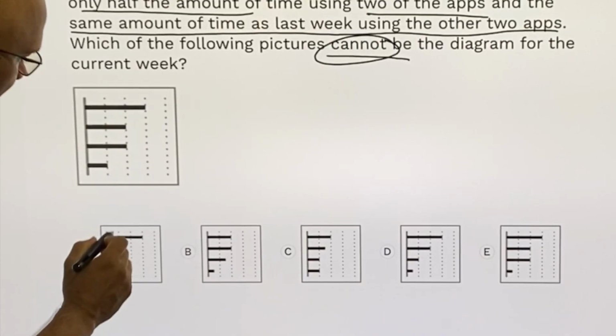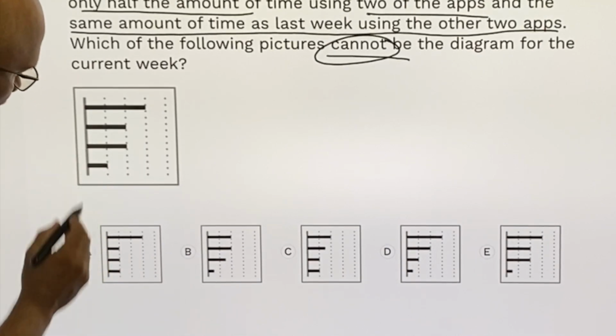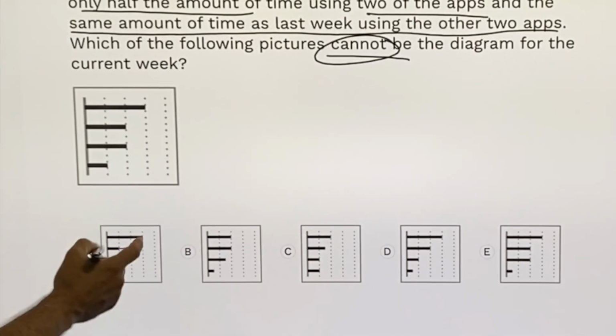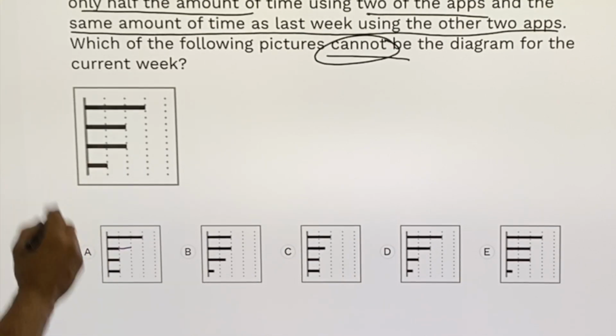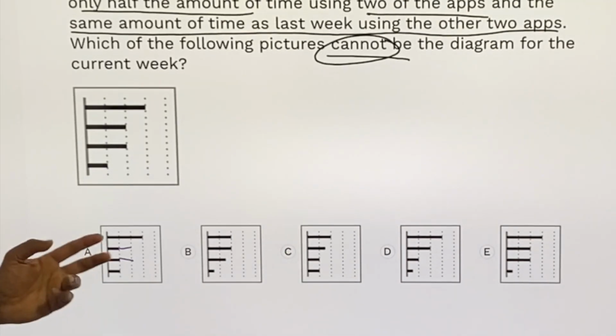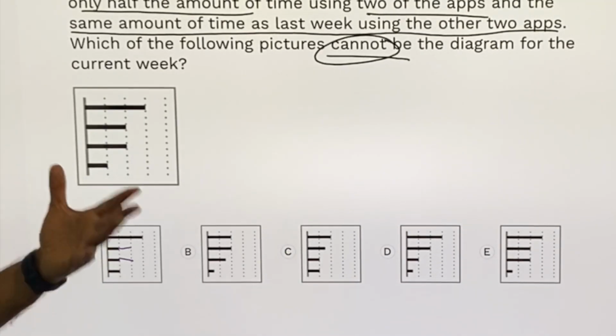Here I can see that there is 3. This is 2. So I can have this like this. So that is half. This is 2. This can be like this. So that is half. And this is the same. So this is a possible option for this week. So these 2 apps he has spent half the time.